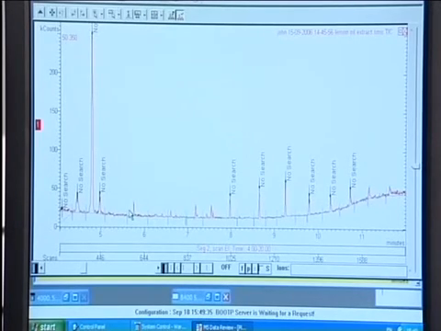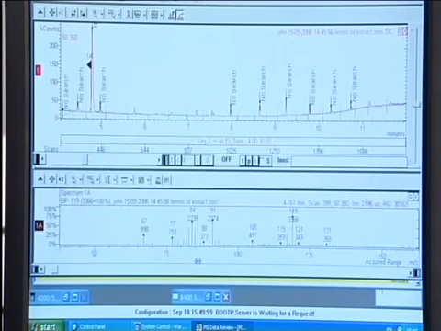This is the gas chromatogram of an impure extract of orange zest. The large peak is limonene, and the others represent impurities. Clicking on the peak shows the mass spectrum of limonene.